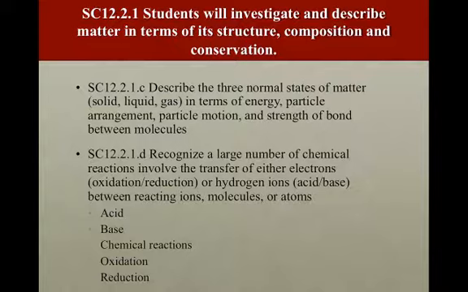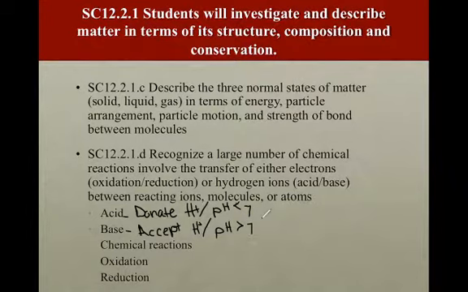Okay. Recognize that a number of chemical reactions involve the transfer of either electrons or hydrogen ions. So when you transfer hydrogen ions, those are acids and bases. Acids will donate a hydrogen ion, and bases will then accept that hydrogen ion. What about the pH? What can you tell me? Nope, opposite. So acids are less than 7 and bases are greater than 7. H+, hydrogen ion.